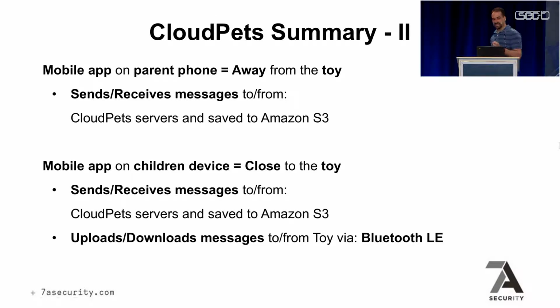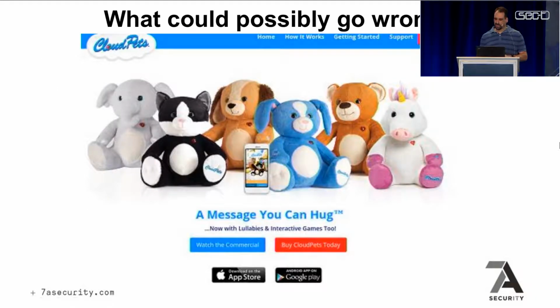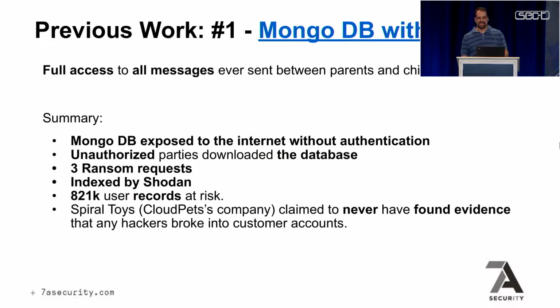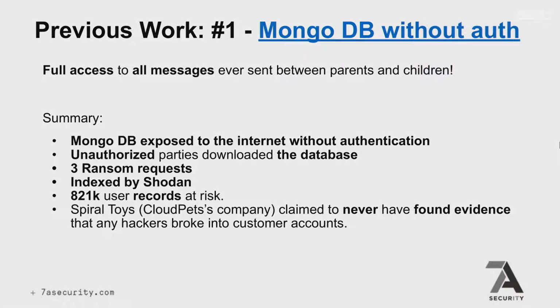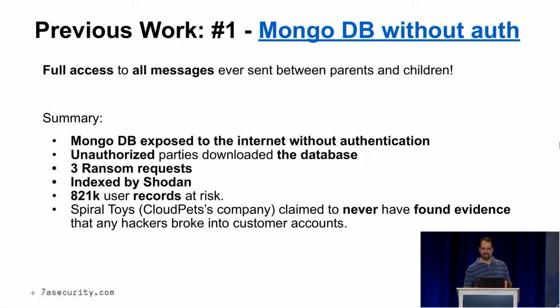And then the child's device, so they should also have some mobile phone or something. The app is closer to the toy, so it communicates with the toy with Bluetooth Low Energy. So what could possibly go wrong, right, with this? The first thing that happened, when this got a lot of media attention, was that they had a Mongo database open to the internet without authentication. So you could get all the messages from all the parents to all the children, the whole dump, right?